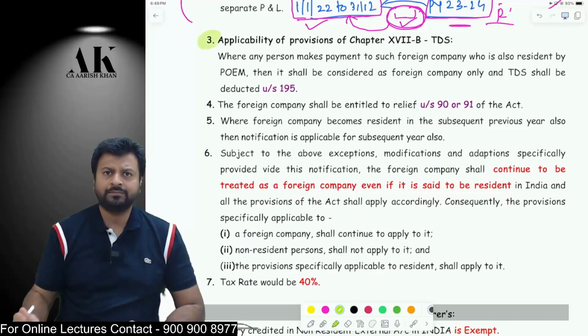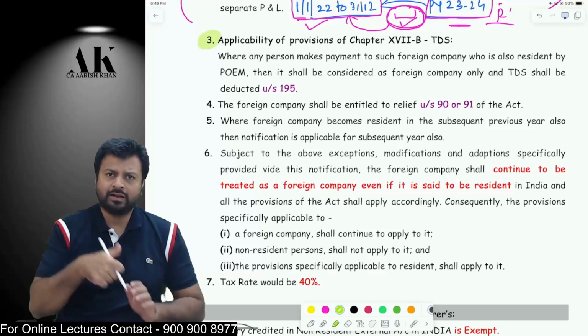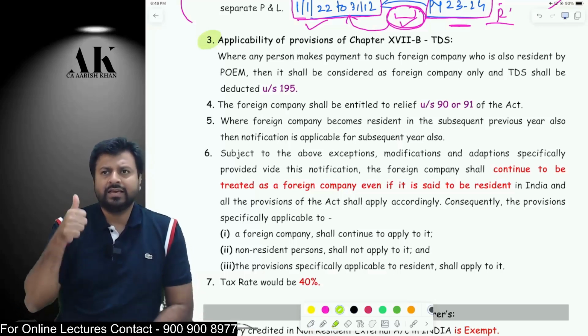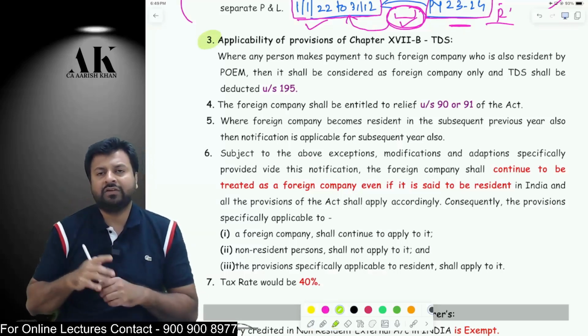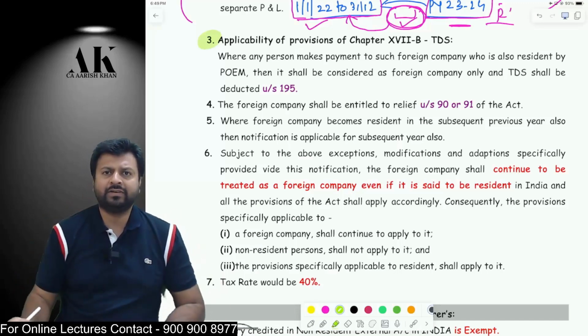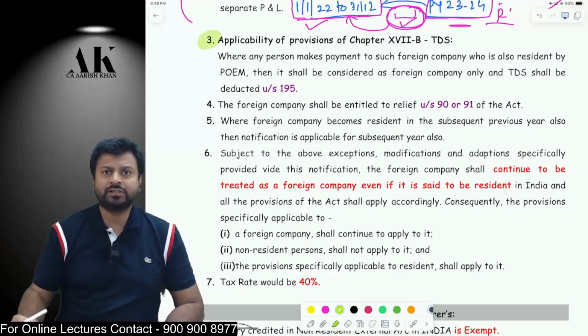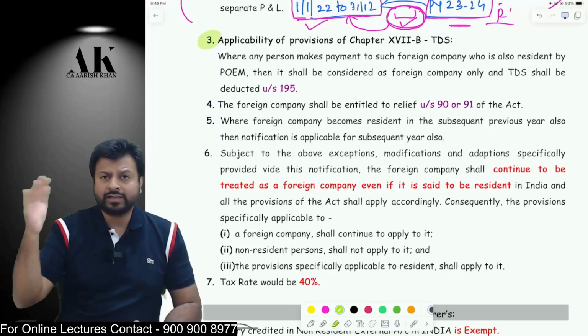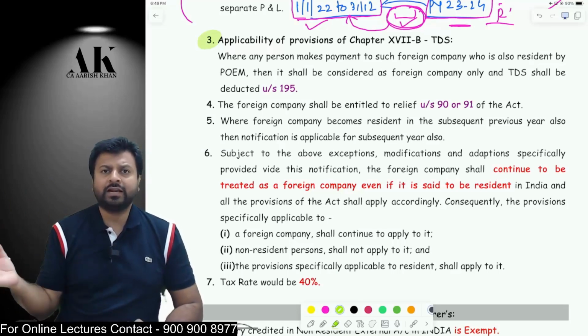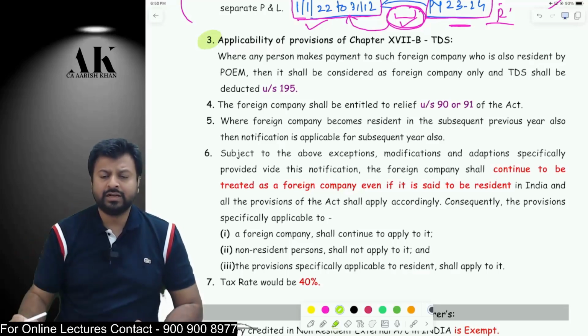Now, listen carefully. This foreign company is a foreign company. Is it a foreign company? The answer is yes. Is it also a resident? The answer is yes. Now, if somebody makes a payment to this foreign company, will they deduct TDS as per section 195 or as per section 194J? In 195 it is written that when you make a payment to a foreign company you have to deduct TDS, and in 194J it is written that when you make a payment to a resident you have to deduct TDS.